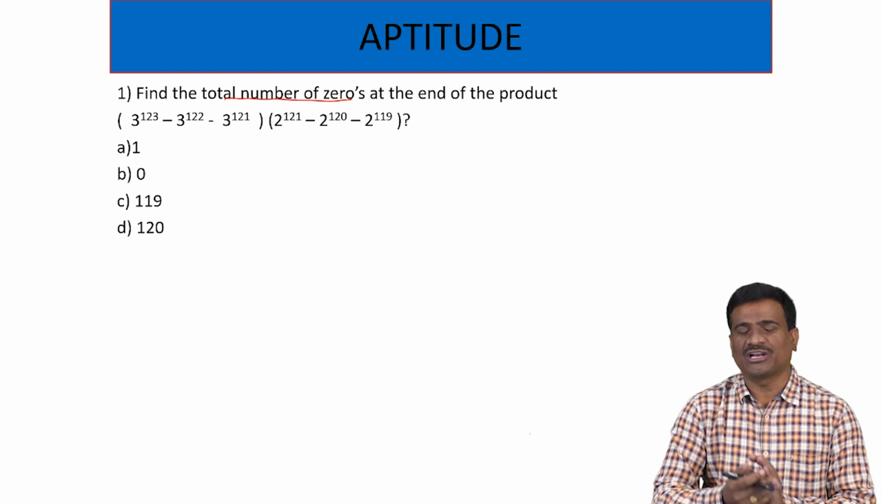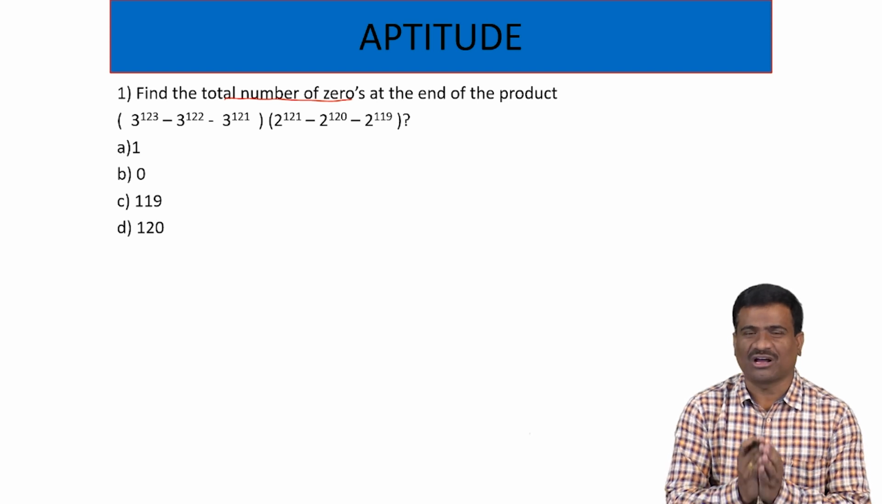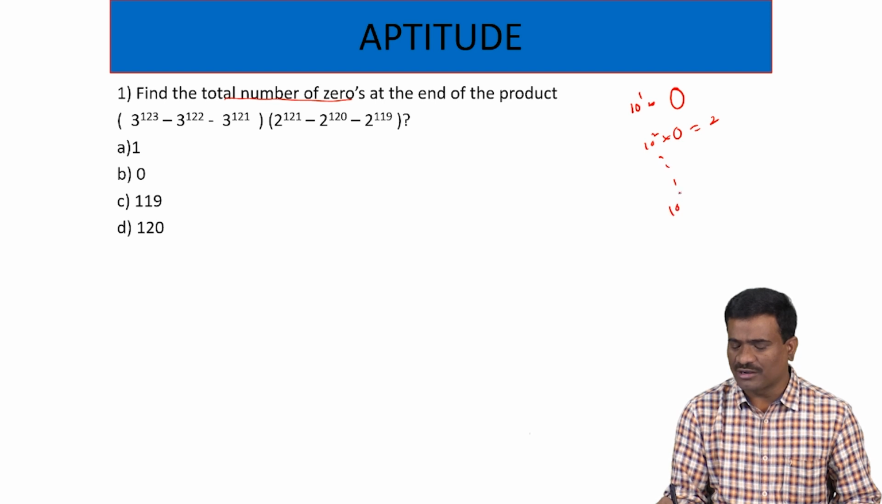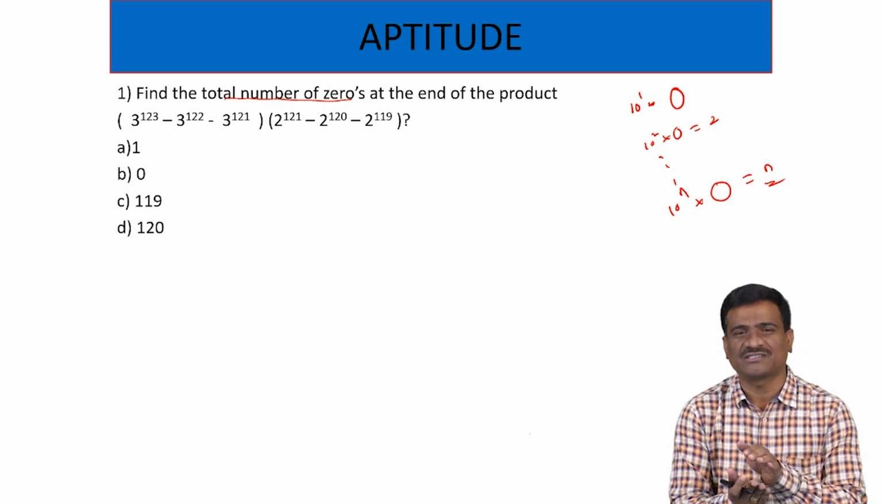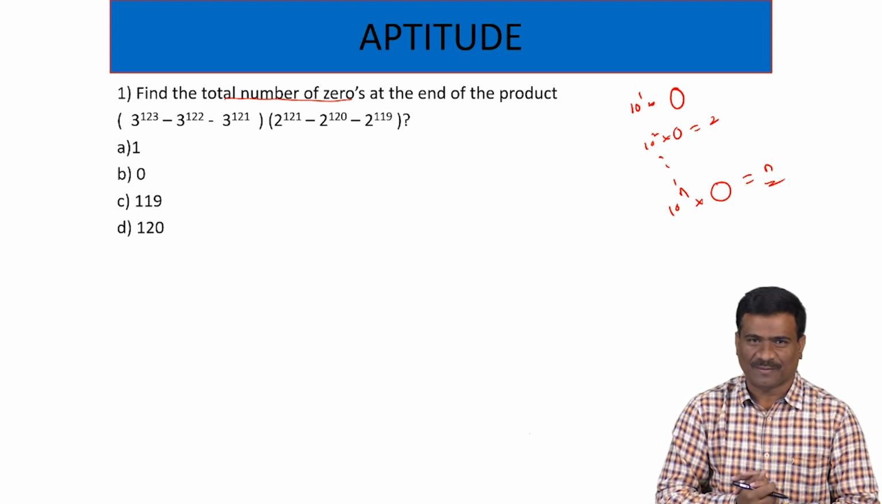Application of the total number of end zeros. When 10 is multiplied by any number, we get zeros, otherwise it is not possible. That means 10 to the power of 1 into something gives 1 zero, 10 to the power of 2 into something gives 2 zeros, and so on; 10 to the power of n into something gives n zeros. Here we just calculate the number of tens, which is the answer to the given example.